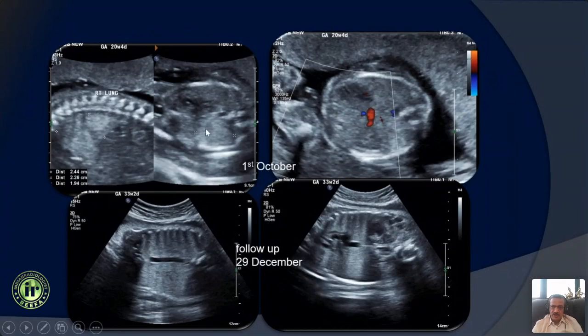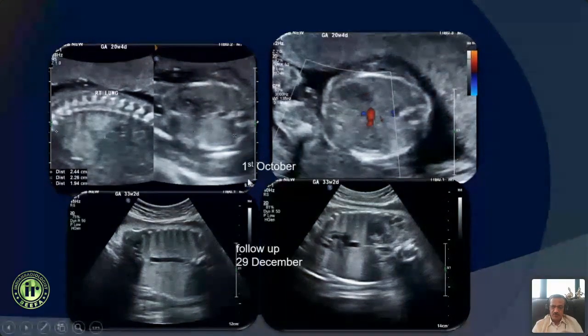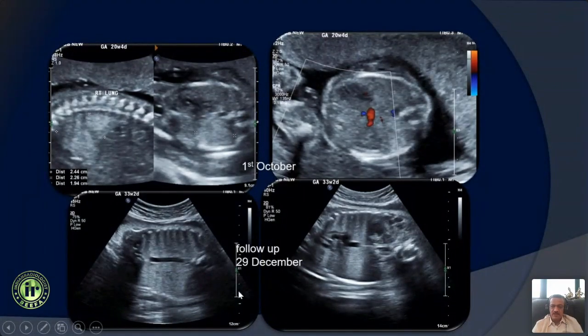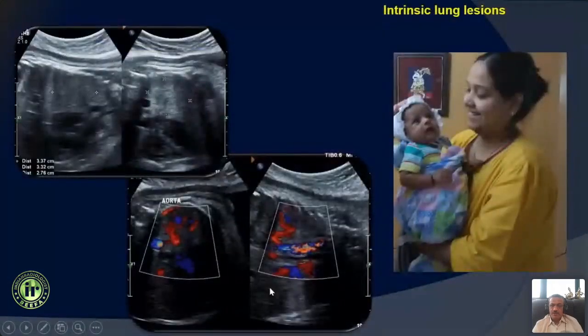This year, 2020, we had this lady who came on 1st October. That was a smallish sort of CPAM. We followed up. She came from a long distance and came directly in December, and the entire lesion had totally disappeared.